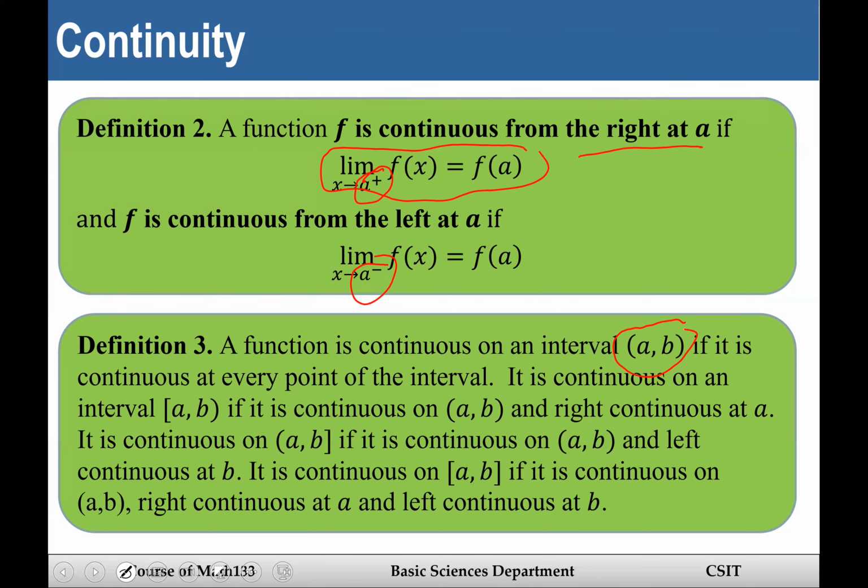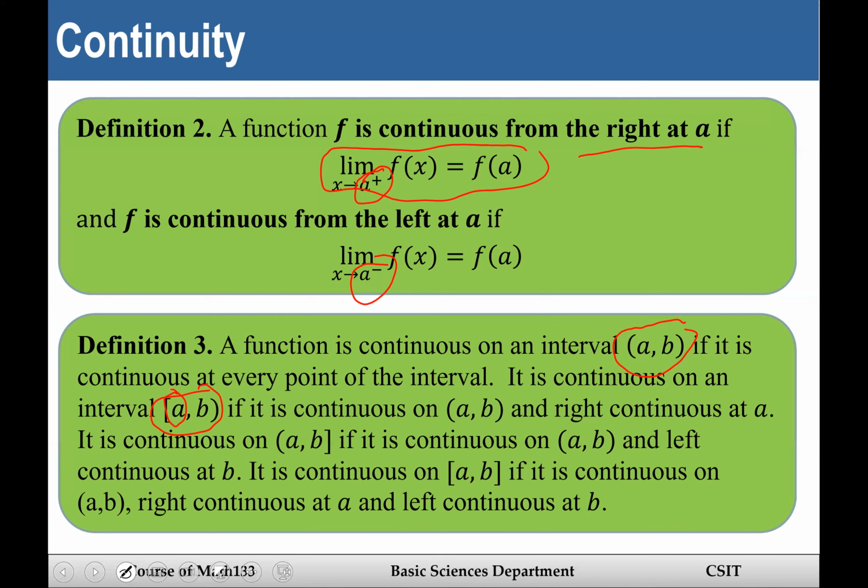However, when we take [a, b), closed at a, open at b, in addition to the continuity at any point inside (a, b), we add the continuity to the right of a, because a is closed. So I have to look to the right of a. So here we're using definition number 2.